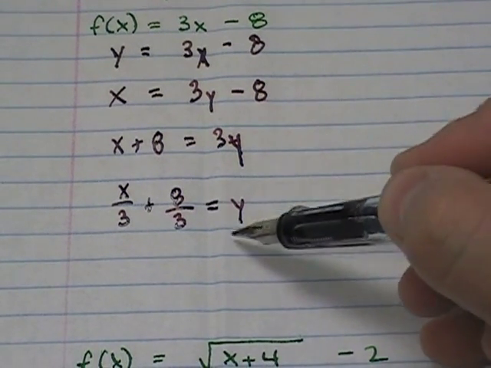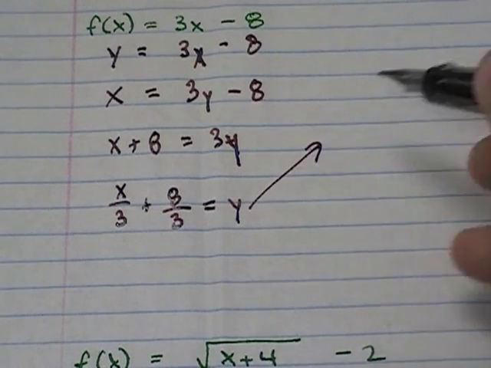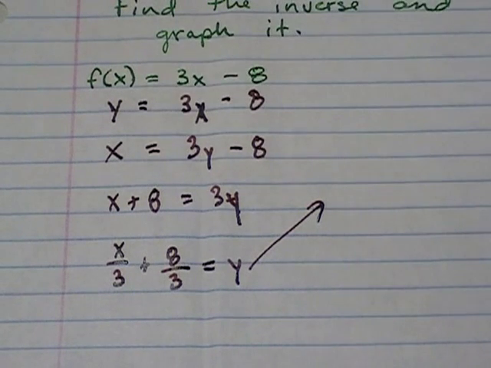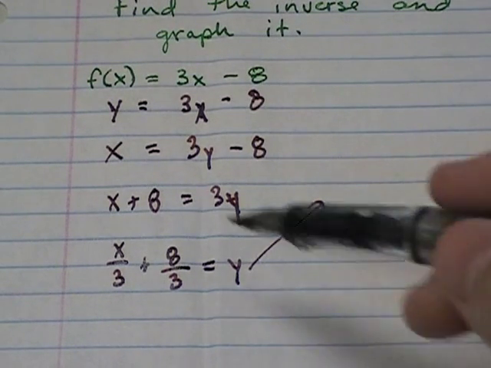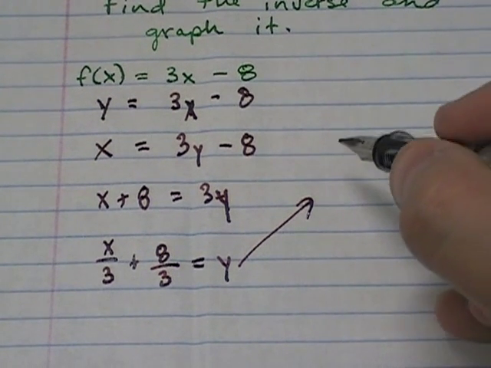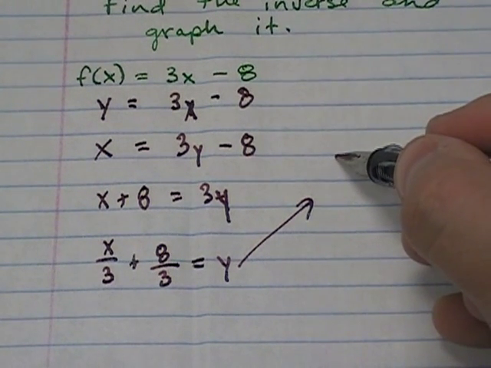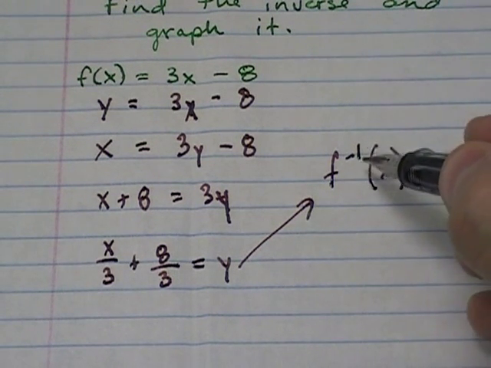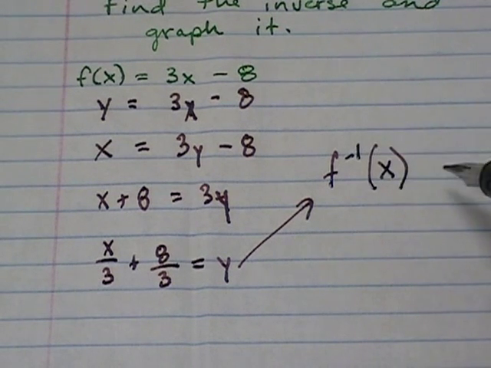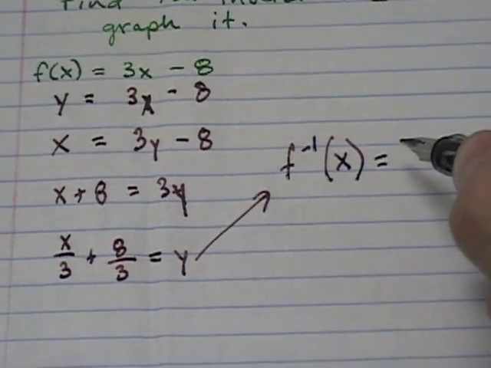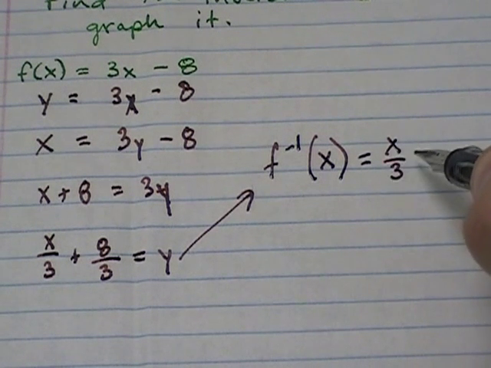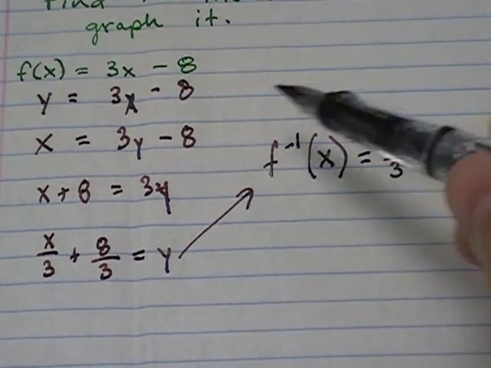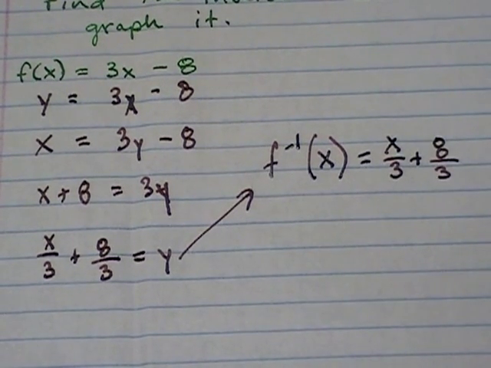Now, because this is my inverse function, I'm going to put this back in function notation. However, I cannot call it f of x because f of x is the original function. This is a different function. So because it's the inverse, we're going to use a little math notation. We're going to call it f inverse of x. So whenever you see this f and this exponent of minus 1, that means it's an inverse. So f inverse of x equals x over 3 plus 8 over 3. So this is, ta-da, our inverse function.